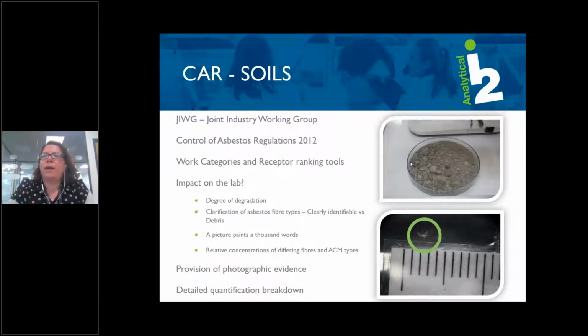Quite often where queries are asked around this, we find that a picture paints 1,000 words, and just sending through an image of the fibres and what they look like is enough to provide some reassurance. And a detailed quantification breakdown is often required to input into that tool.